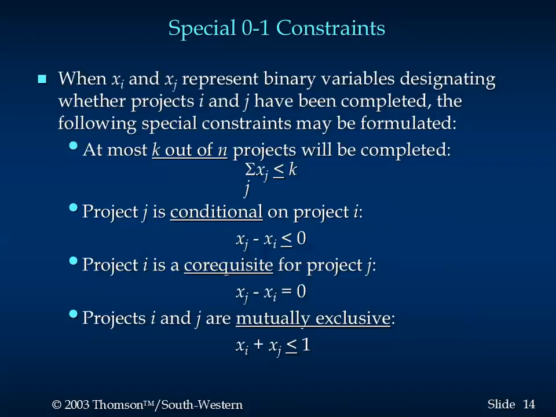Similarly, project j being conditional on project i, we express like this. xj minus xi should be less than or equal to 0. Okay? What does that do?